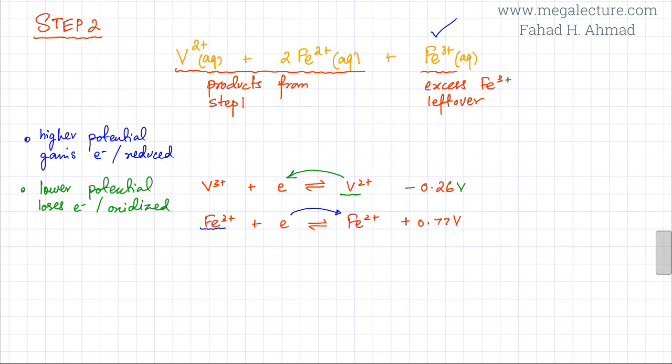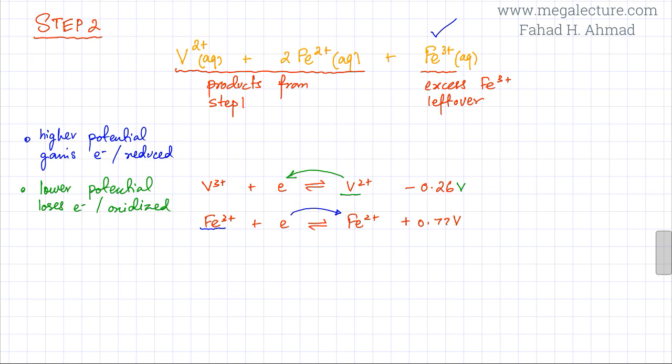So I've removed the rest of the electrodes. Finally, I figured out which one is going to gain electrons and which one is going to lose electrons. I just need to write an overall equation now. The first thing is I need to balance the number of electrons lost. In this case, the number of electrons lost is 1, and the number of electrons gained in the second reaction is also 1. So the number of electrons gained and lost are equal.